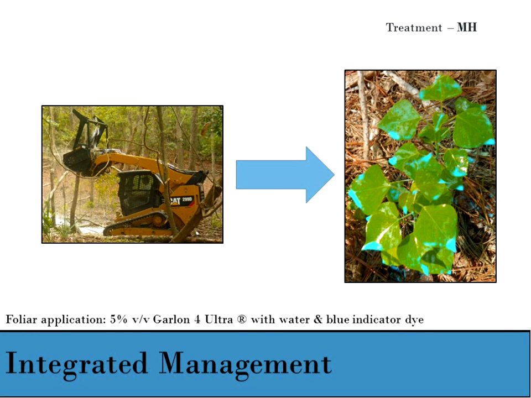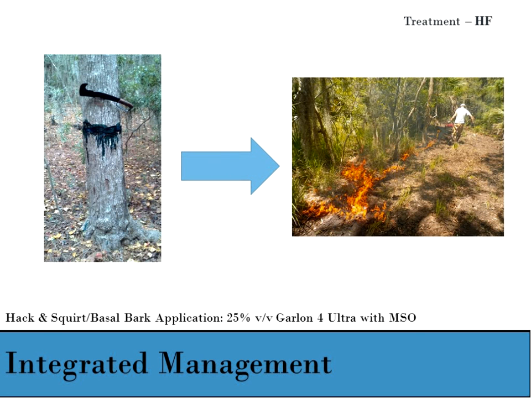And so we compared that to other treatment options. So we used mastication and just herbicide. And for our foliar application, we used a 5% volume-to-volume Garlon 4 Ultra with water and a blue dye indicator so we could see where we applied the herbicide. And so then we also tested that against a herbicide fire application.